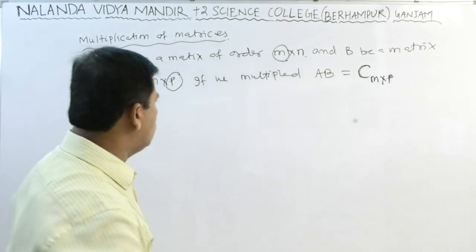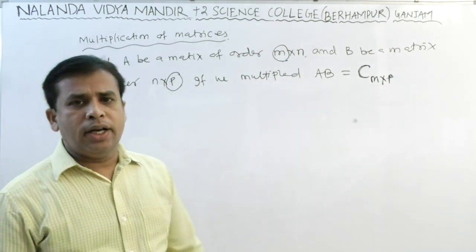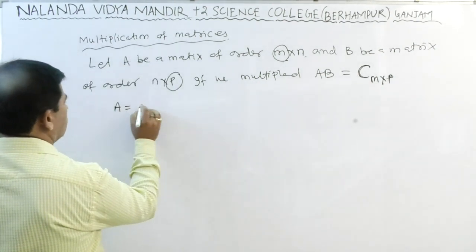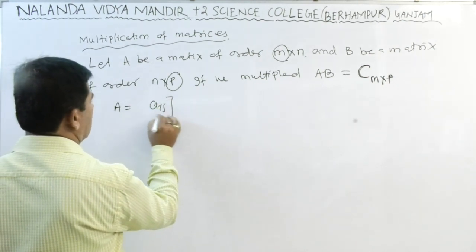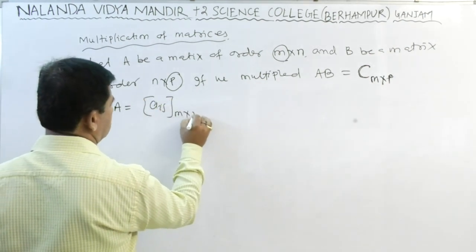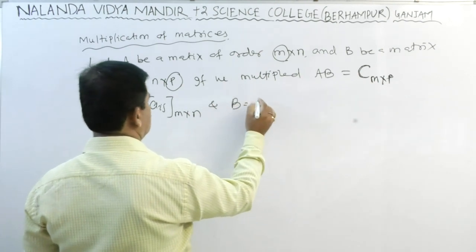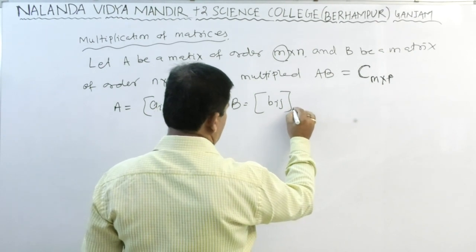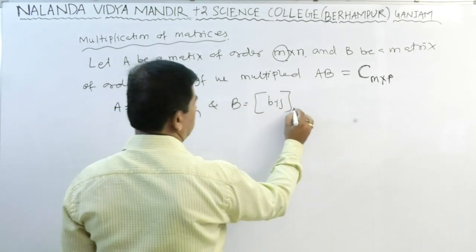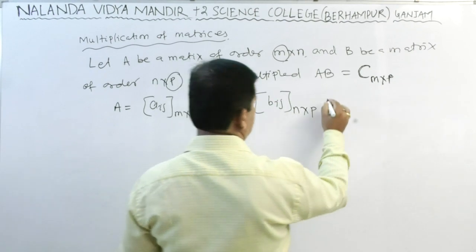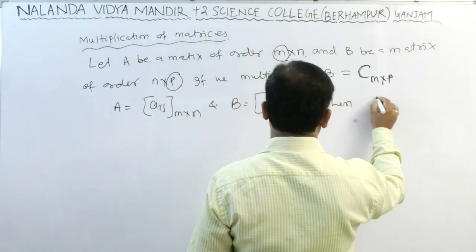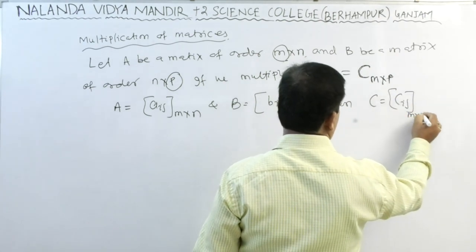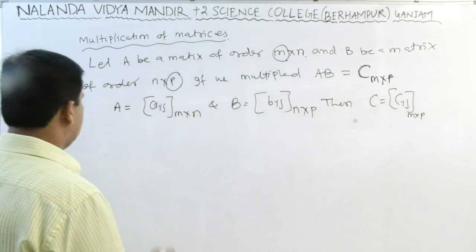Okay? Now, all the matrices can be written in compact form. Let A be equal to Aij of order m cross n, and B a matrix written as Bij of order n cross p. Then C can be denoted as Cij of order m cross p.